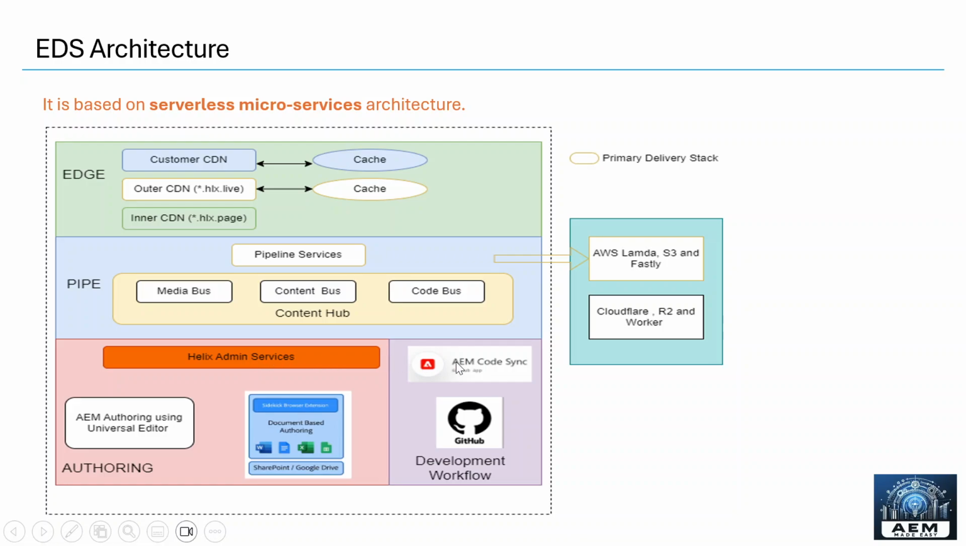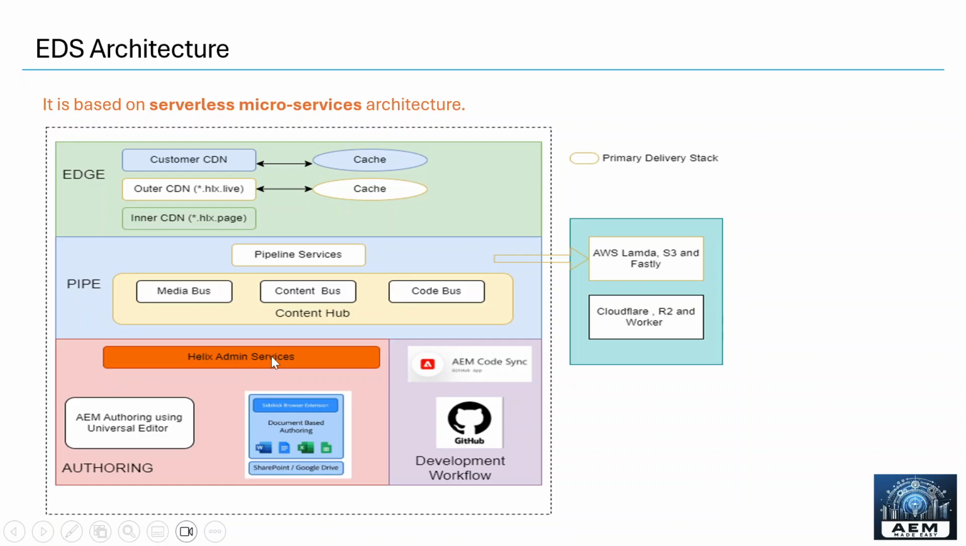Similarly, there's a second component which will listen for the code changes. That comes here, and this is the AEM Code Sync app. It's a GitHub app, also known as Franklin bot, that listens for the changes in your GitHub repository. So that is the second component. The third component is your main Helix admin service.